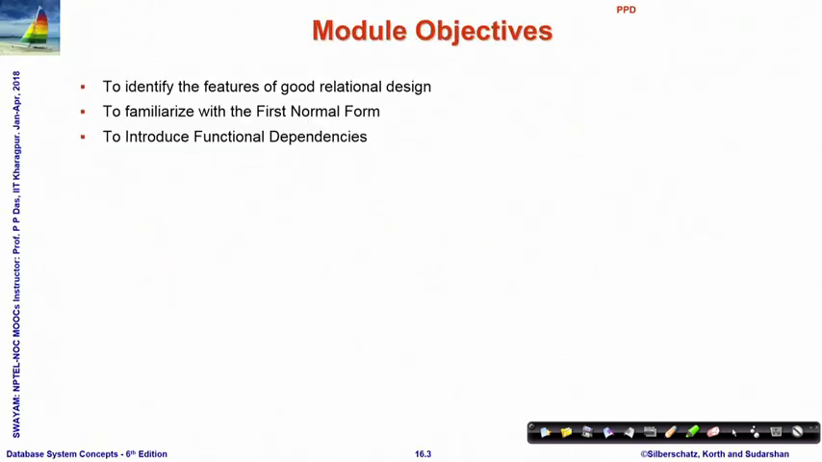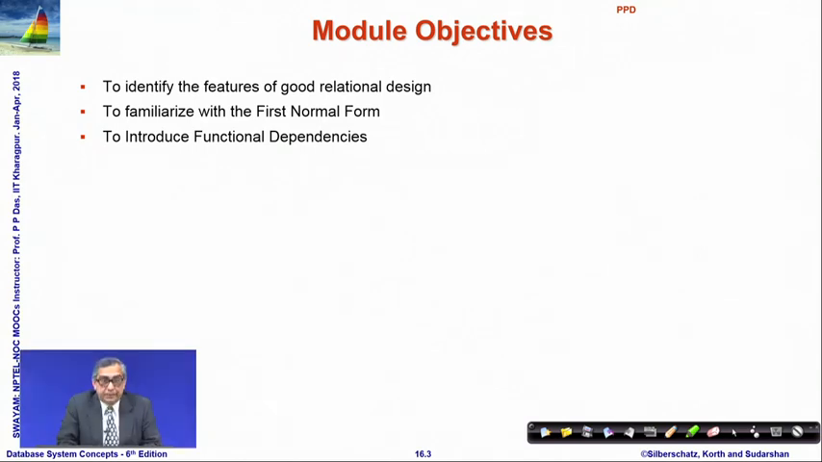So, the objective of the current module, the first of the relational design modules, is to identify features of good relational design. Having done the ER model, we have the entity sets and relationships, we convert them to schema, we have seen how to do that, and immediately we have some design. But the question is, is it a good design?